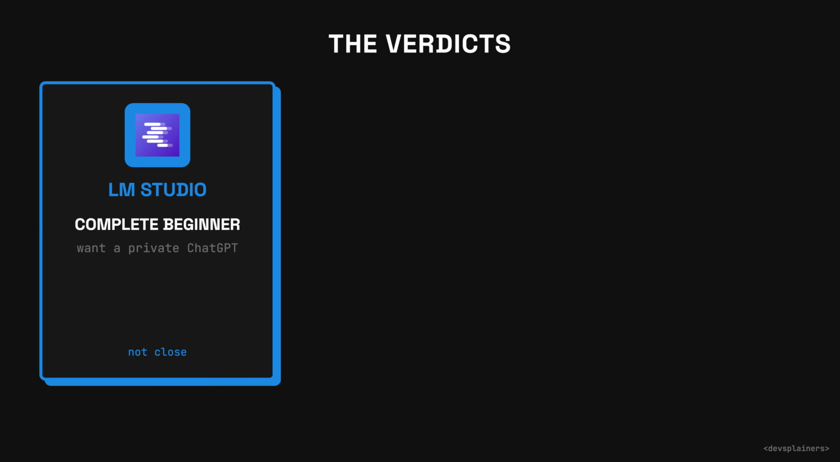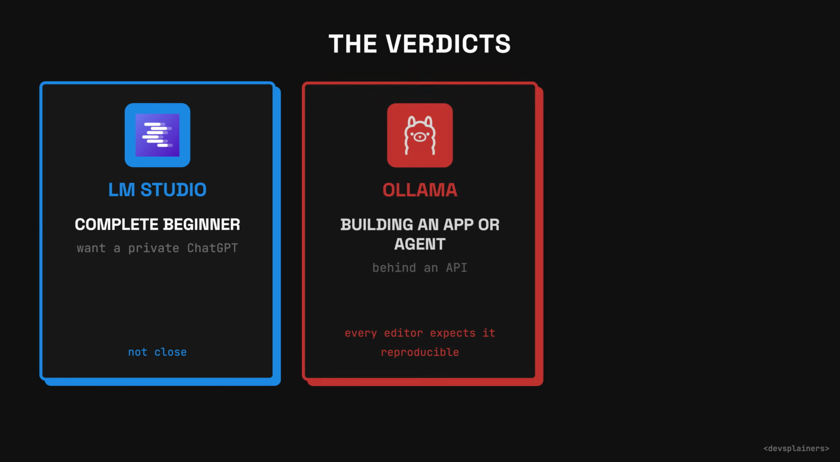So who wins? Decisively, because you came here for an answer. Complete beginner, or you just want a private ChatGPT you can click? LM Studio, not close. Building an app or an agent that needs a local model behind an API? Ollama. It's what every editor expects. It's reproducible across your team. Install it and forget it. Just do yourself one favor and bump the context length up by hand.